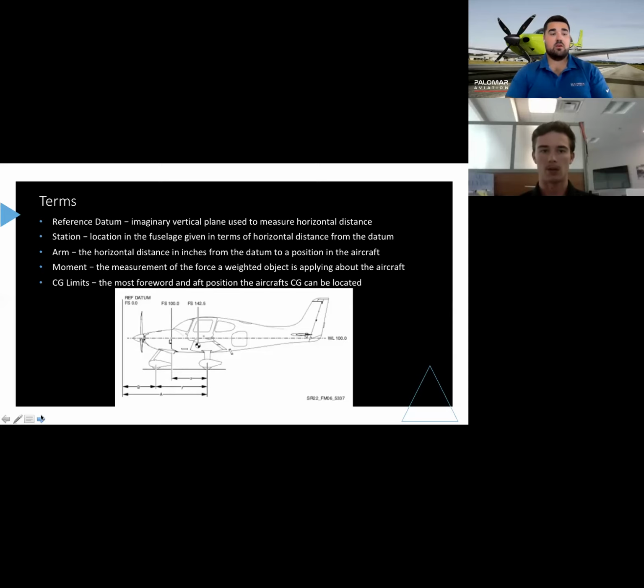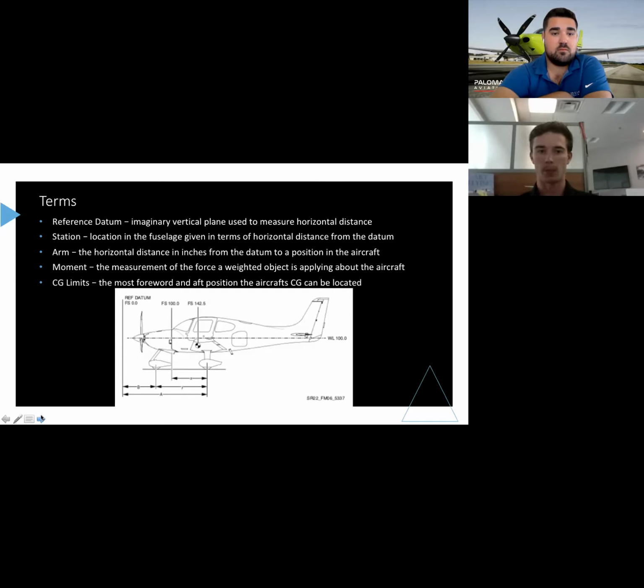Next we have station, which is a location in the fuselage given in terms of horizontal distance from the datum line. So for example, the firewall would be 100 inches from the datum line, and then our seats and baggage compartment would be considered different stations that could be loaded with people or baggage. Next we have arm. Arm is the horizontal distance, usually in inches, from the datum to a position or station in the aircraft. So our seats would be a given arm from the datum line, as well as, for example, the firewall being 100 inches, the arm is 100 inches.